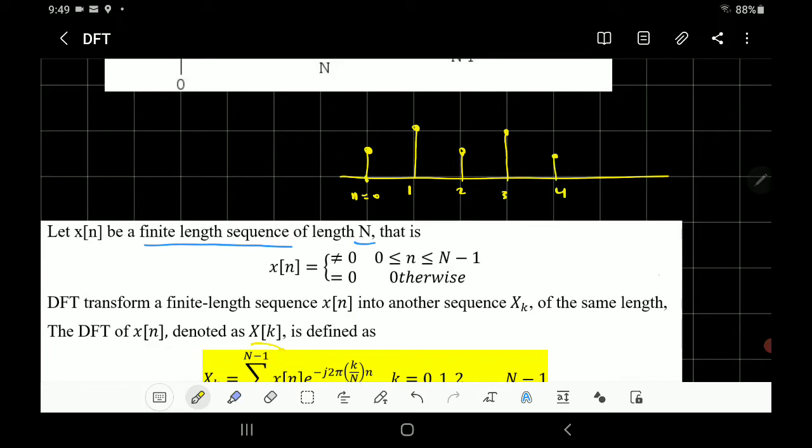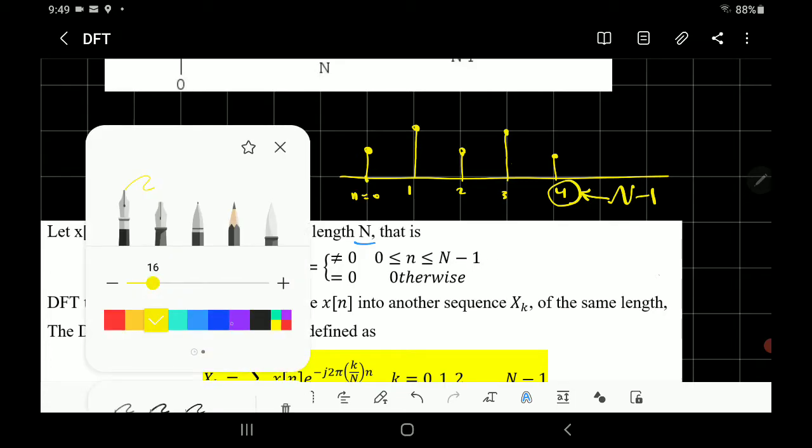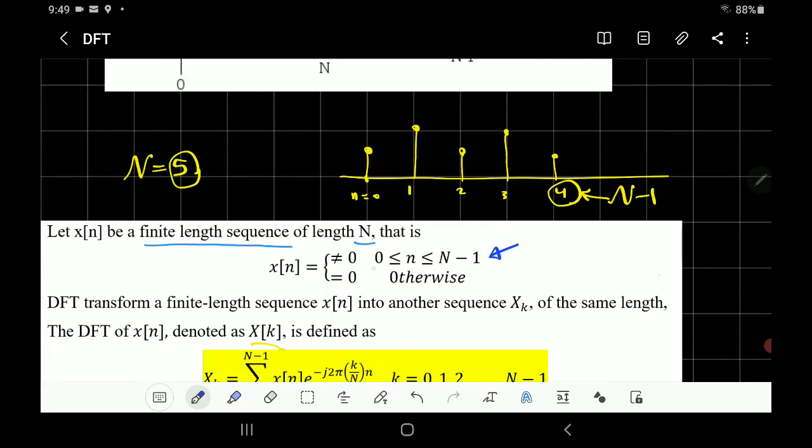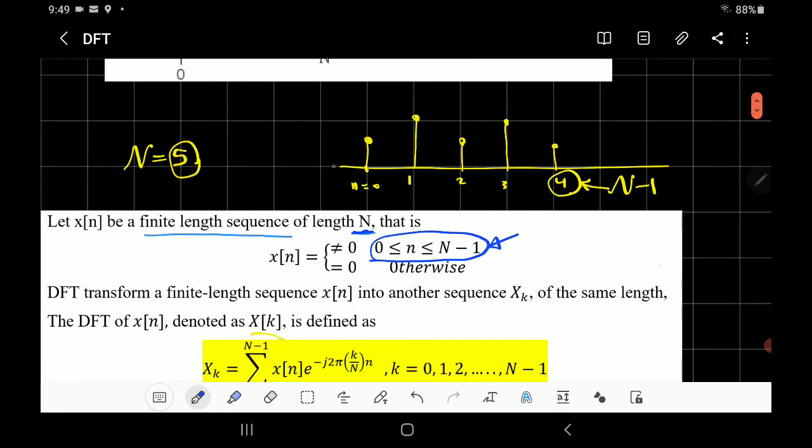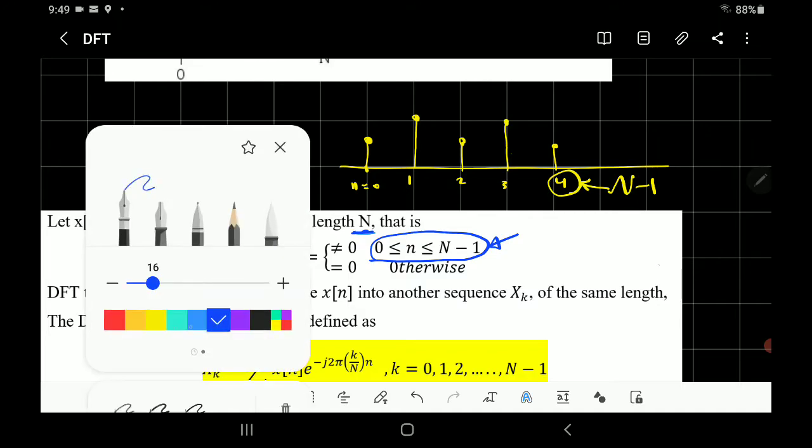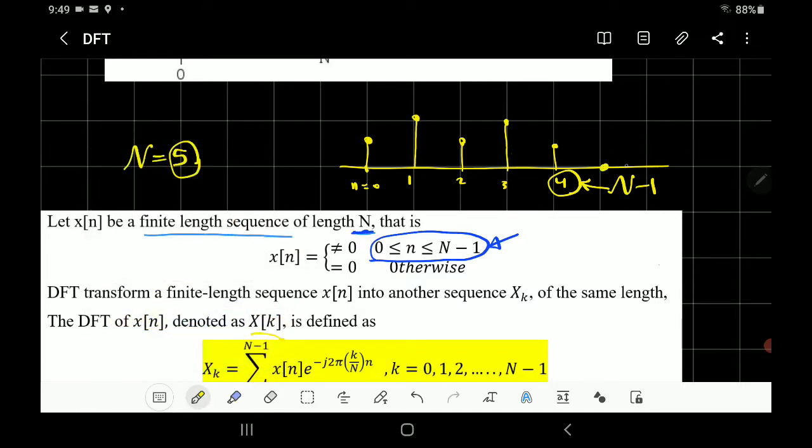How many samples do we have? 1, 2, 3, 4, 5. So n is equal 5. What is the last limit here? 4. What is the relationship between 4 and 5? That's equal n minus 1. That's why you will see in this relationship, it's from n equals 0 up to n minus 1. That's why. And the length, it means n. And 0 everywhere. So if you want to continue and complete this signal I just sketched, it will be 0 everywhere.